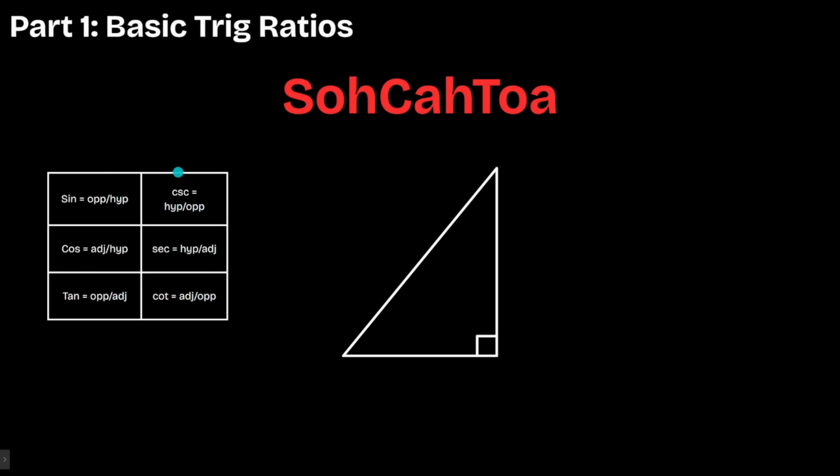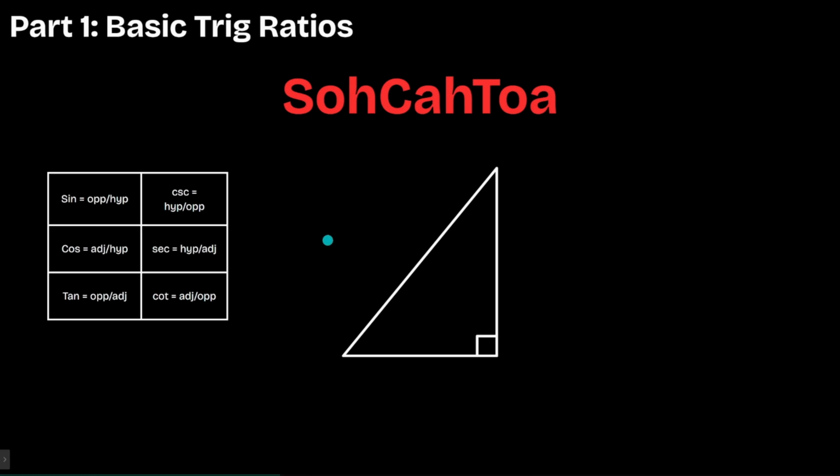And now you see these new values on the right side that you may not have seen before. These are the reciprocal values of sine, cos, and tan. So basically what this means is that this value cosecant is 1 over sine, this value secant is 1 over cos, and this value cotangent is 1 over tan.